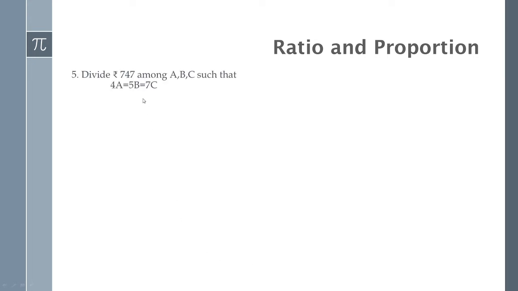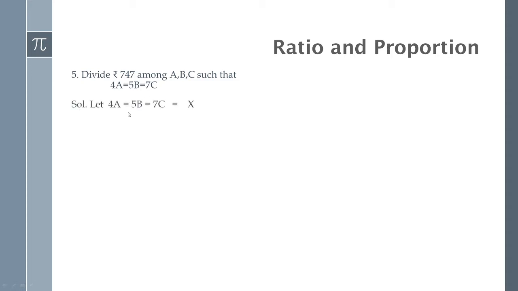Now divide rupees 747 among A, B, C such that 4A is equal to 5B is equal to 7C. It means we have to divide the amount 747 among A, B, C such that 4A equals 5B equals 7C. The values should be equal, whatever the number may be. For example, if here it is 40, then here it should also be 40, and here it should also be 40. Now let's see how we'll do that.